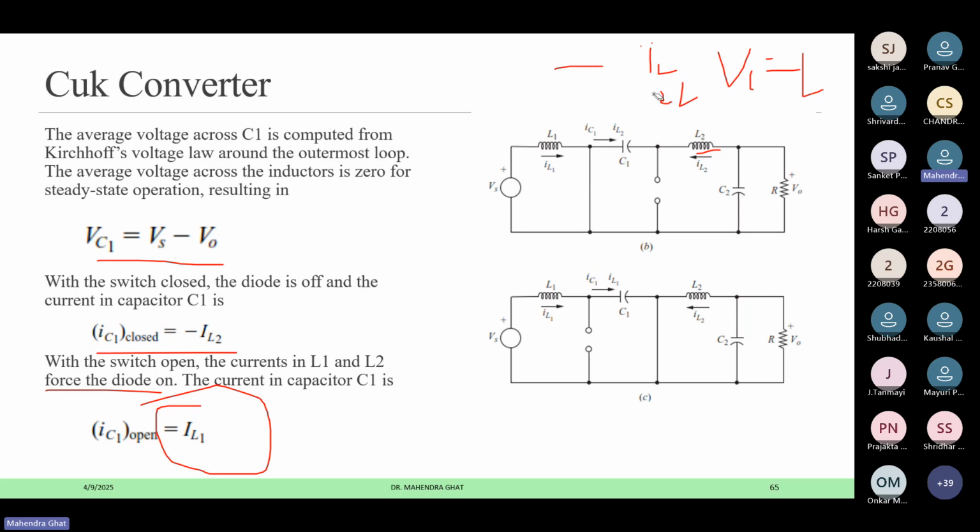There is a converter, a modification of the Cuk converter, which gives power flow in both directions. That converter is also there, but we will take the example of the buck converter, which can be used to charge or discharge the battery.